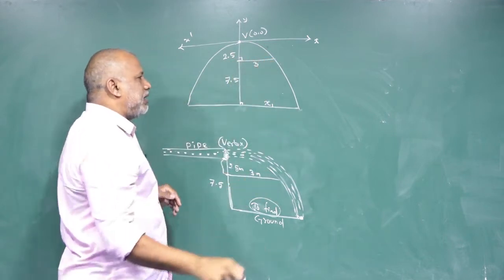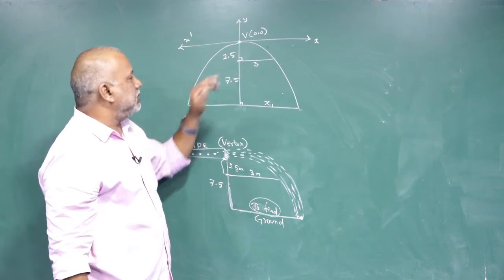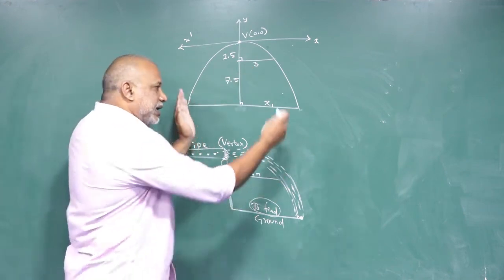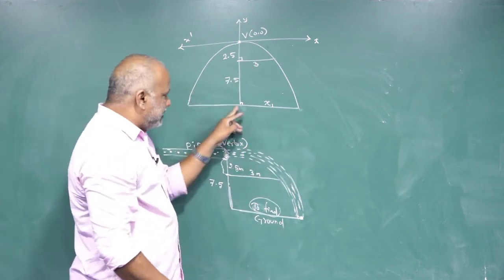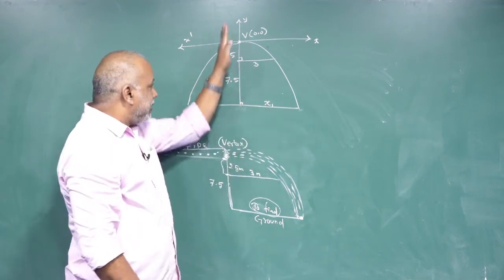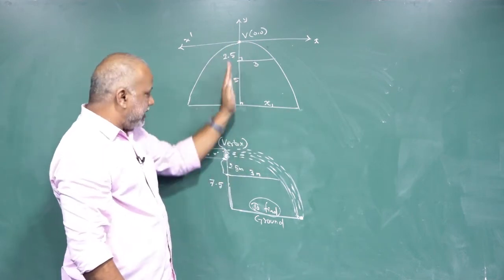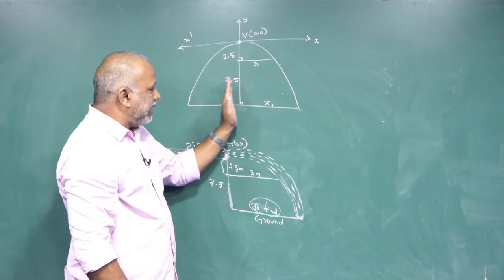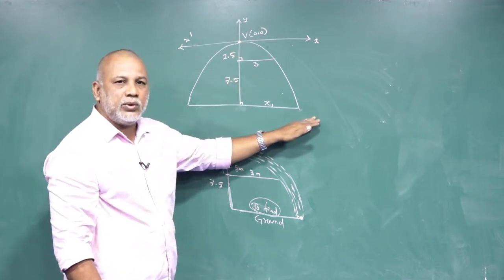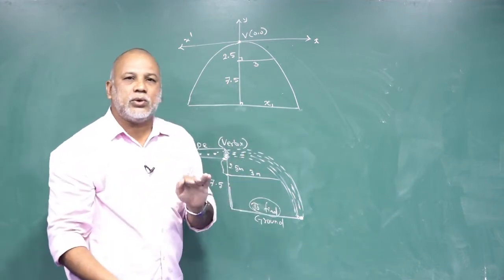You can use the unit or after that. So 3 meter. Now we have to find the distance from where the water strikes the ground. From this pipe, from this vertical line, the water strikes the ground at a distance. What distance we are going to find out.